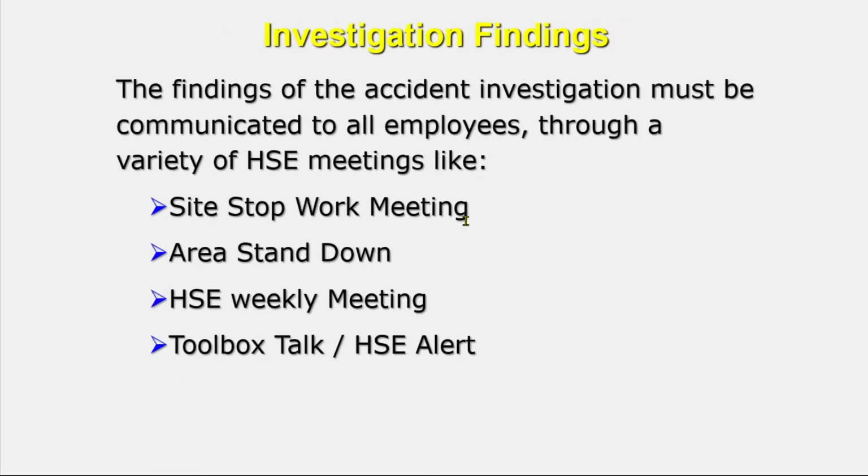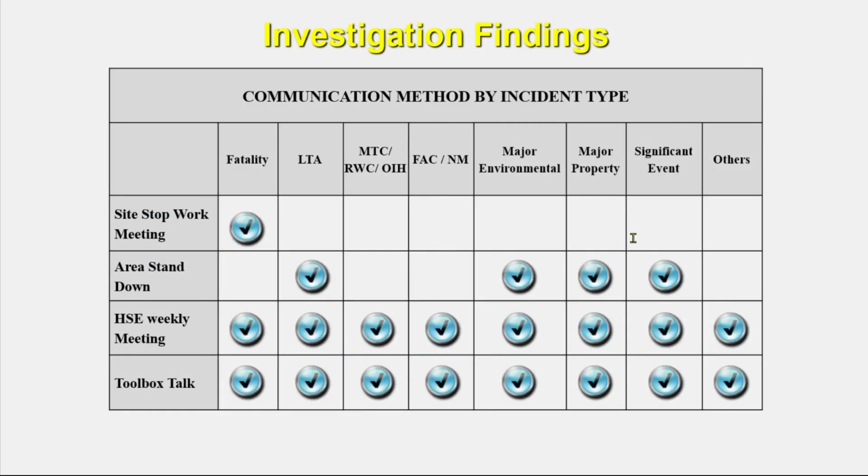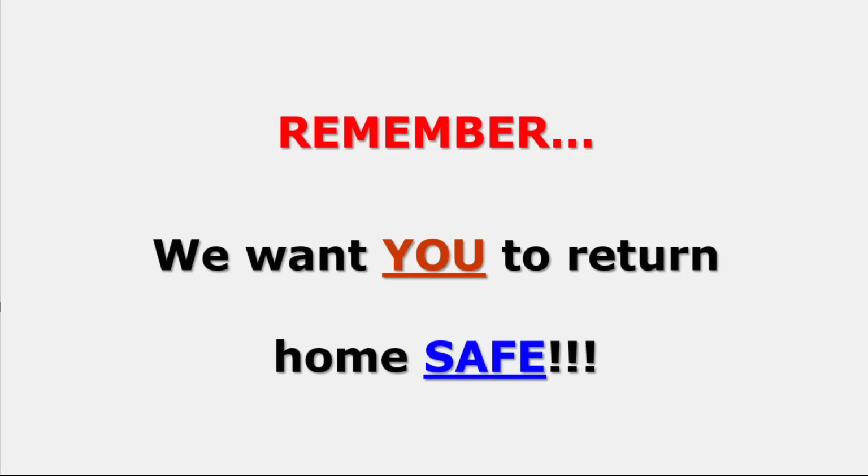The findings of the incident investigation must be communicated to all employees through a variety of HSE meetings like a site stop work meeting, area stand-down, HSE weekly meeting and toolbox talk. Communication method by incident type: a stop work meeting for a fatality, an area stand-down meeting for LTI, major, property and significant incidents, and all other hazards. The HSE weekly meeting discusses all types of incidents. A toolbox talk will be conducted for all incidents happening at sites. So here, friends, are the minimum requirements for incident investigation and the factors to be considered during investigations.